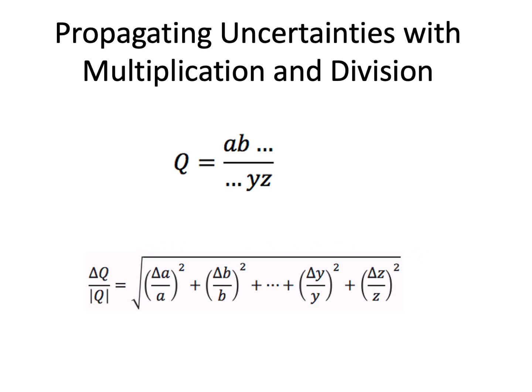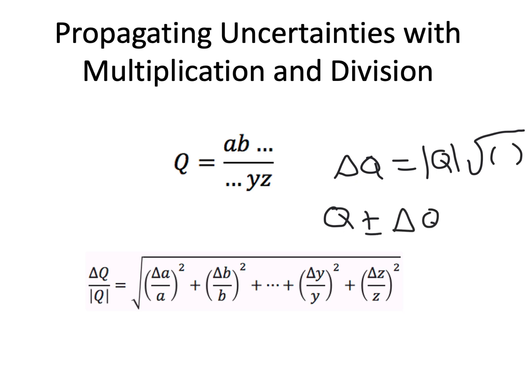And so I could write this another way. I could say that delta Q is equal to Q magnitude times that square root of all that stuff. And then I could say I have my Q, which is, of course, just simply multiplying and dividing all these things together. That's how I get my Q. And then I would say I have Q plus or minus delta Q, where my delta Q is calculated using this formula. Are you starting to get the sense that calculating uncertainties can be a little complicated? It can. Let's see a bit more.